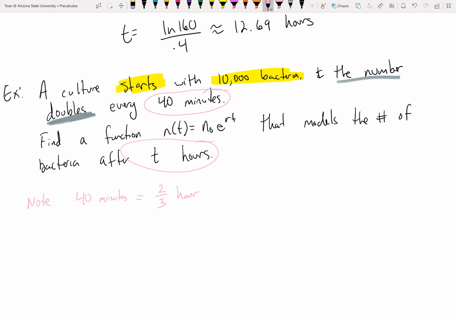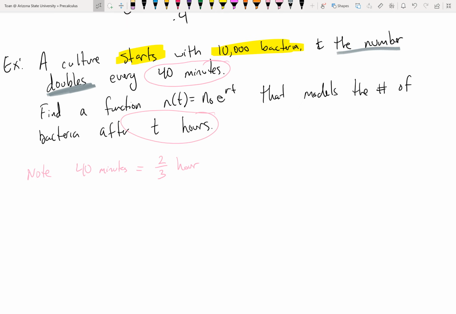So let's go ahead and answer this question here. So just plug in everything we know. So we have N of t equals N sub naught, that's the initial amount, so that's 10,000, e to the r power. They didn't give us an r, so that's a variable. They give us a time, that's 2/3 of an hour. The only thing I'm missing is this guy here, right? I need a final amount.